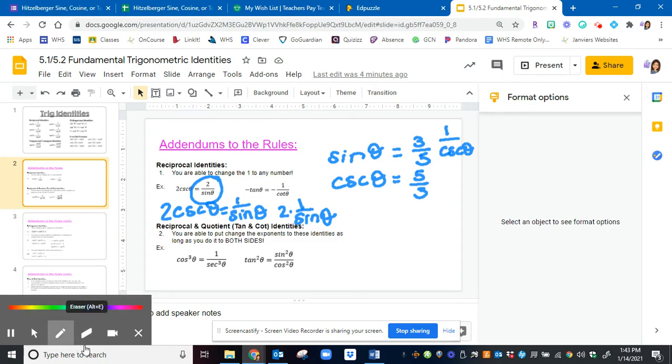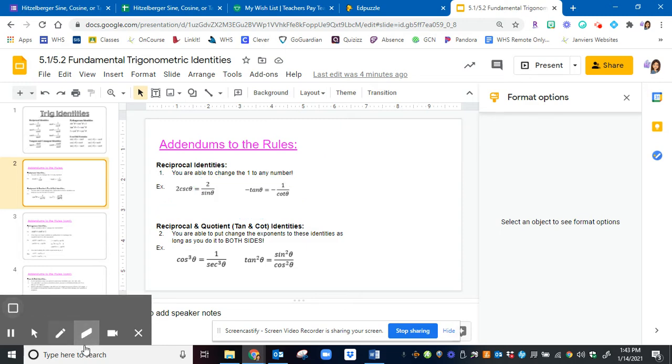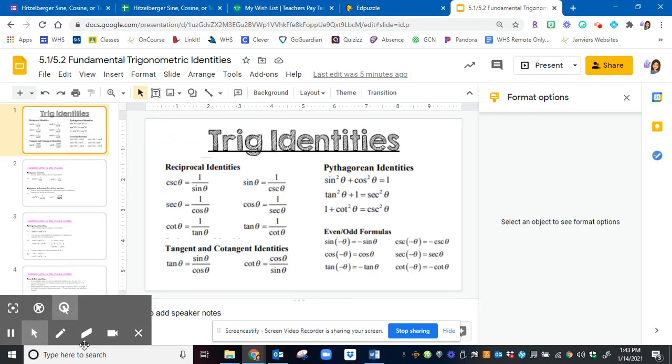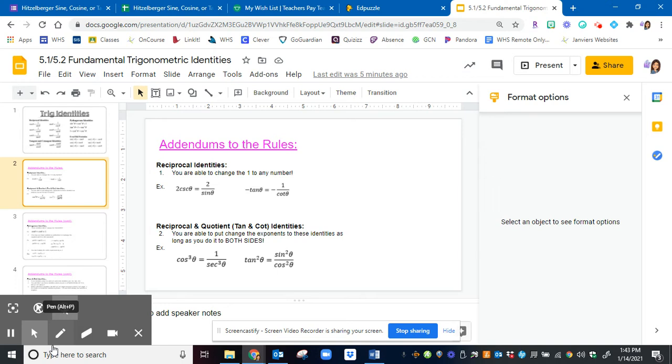That's that first part. Next, sometimes this goes for the reciprocal and the quotient identities. So that's going to talk about this entire section right here on the left-hand side. You can actually change the exponents. That's really the only other thing you could do with this section, but it's really important that you know that you could do that.